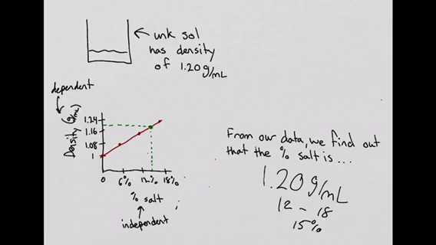All right? And one thing to notice, which is very important, you'll be quizzed on this, is independent versus dependent variables. So your dependent variable changes based off of your independent. So when we're adding more salt, our density is changing. So that is going to be our dependent variable.